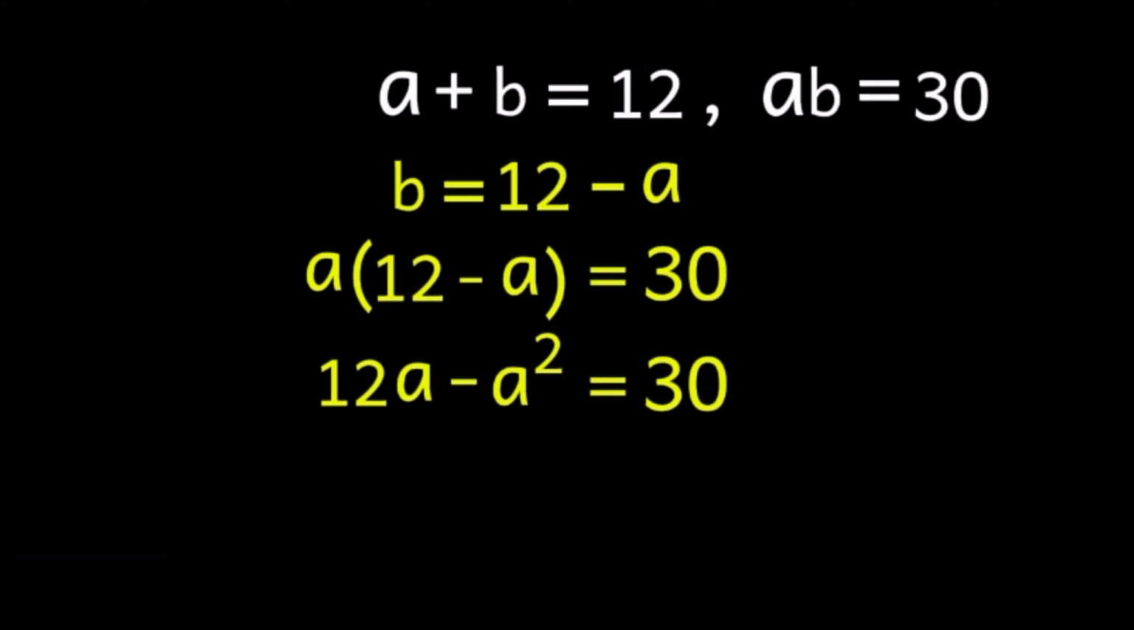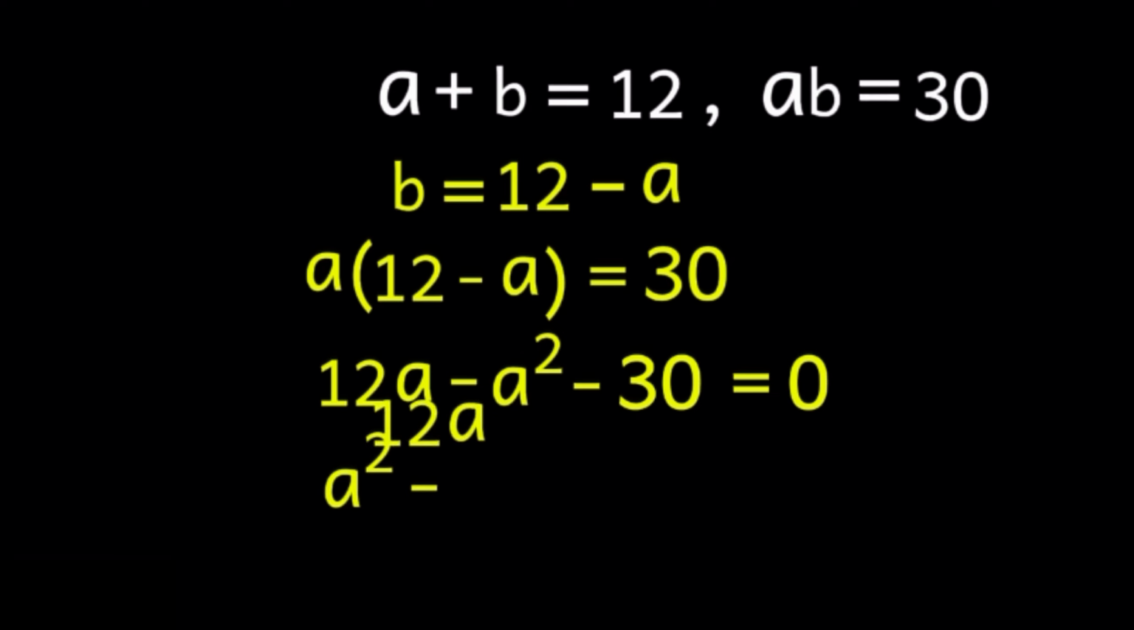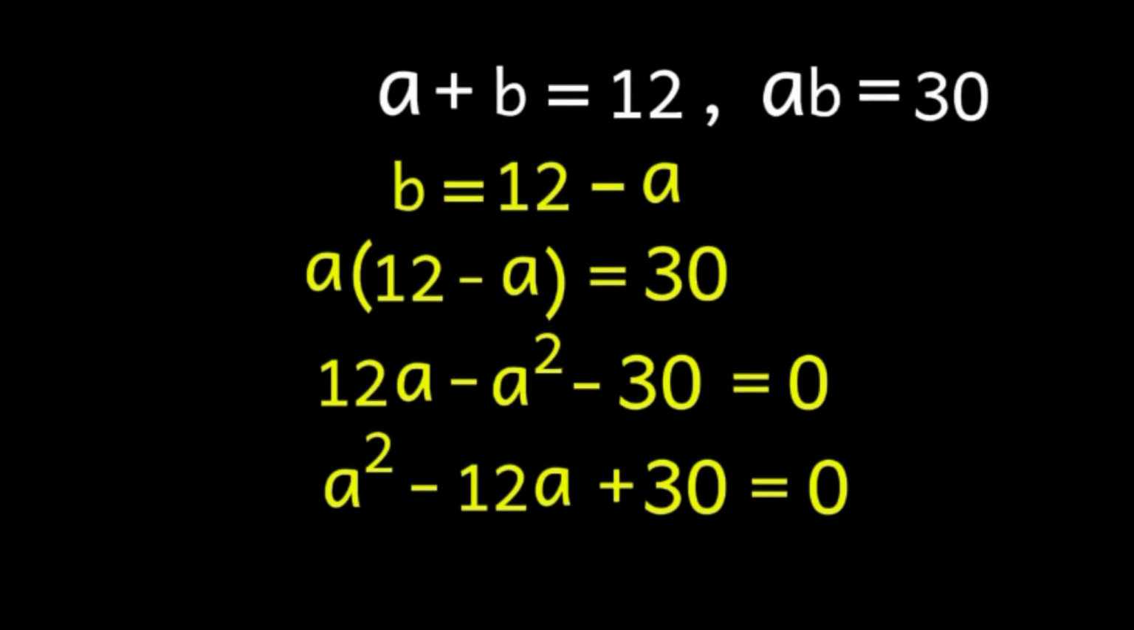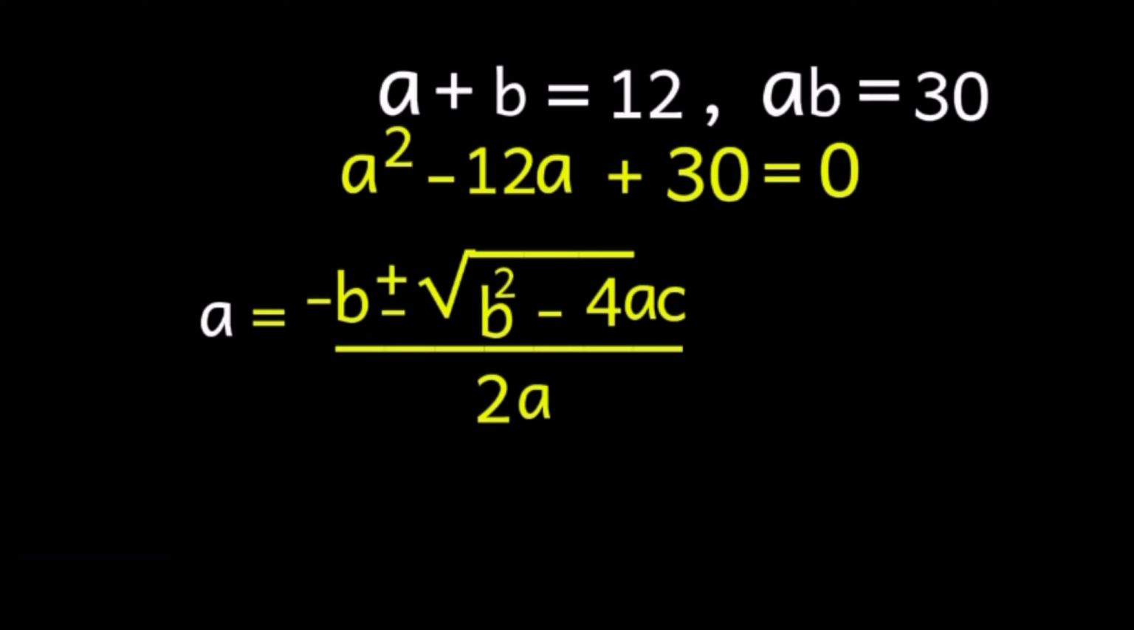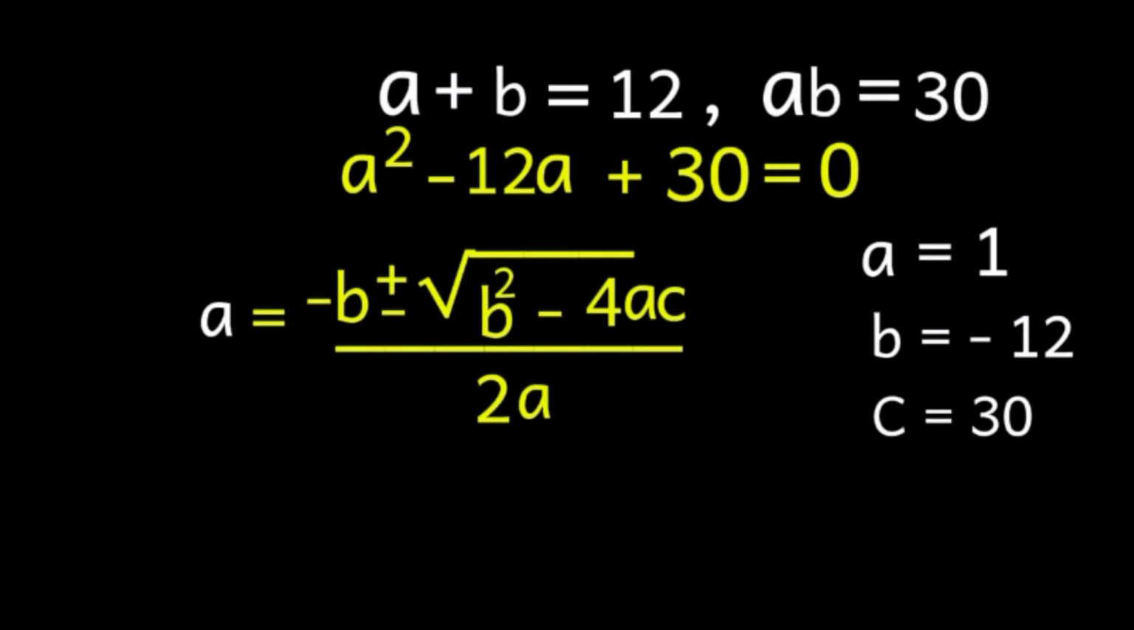Now, we want everything on one side, so we move 30 to the left side, and we get 12a minus a squared minus 30 equals 0, but we prefer writing it in standard form. So we rearrange it to a squared minus 12a plus 30 equals 0. Now we have a quadratic equation, and we can solve it using the quadratic formula. So we say a equals minus b plus or minus square root of b squared minus 4ac, all divided by 2a. And from our equation, we know that a equals 1, b equals negative 12, and c equals 30.